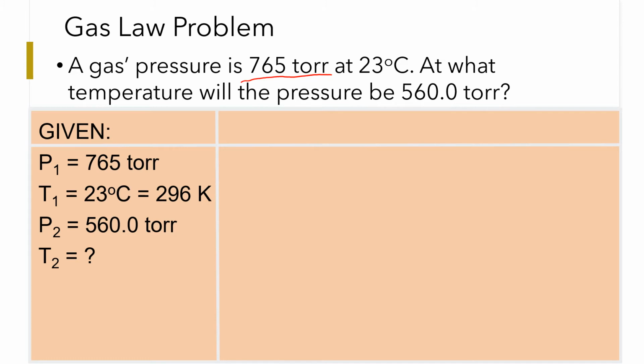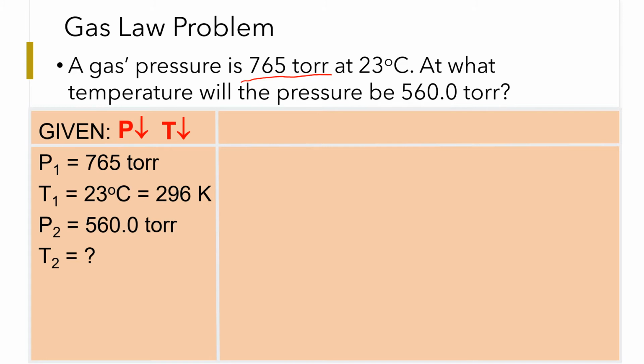Now that I have all my givens listed, I'm going to compare the number change. So with pressure first, I see that pressure decreased from P1 to P2. So using Gay-Lussac's law, if pressure decreases, I know that temperature should decrease as well. So it should be less than 296 Kelvin.